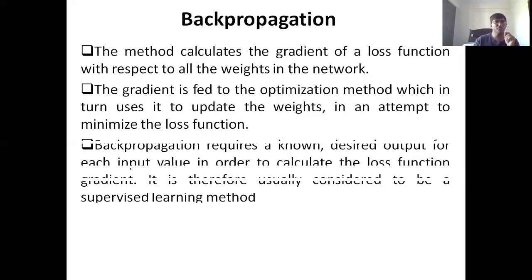Backpropagation also requires something known as the desired output for each input value, as I've just told, in order to calculate the loss function. Since this is a supervised algorithm, for each and every input sample that we give to the network, we need a corresponding target value, or corresponding label, so that we can calculate the errors. So it is therefore considered to be what? A supervised learning method.